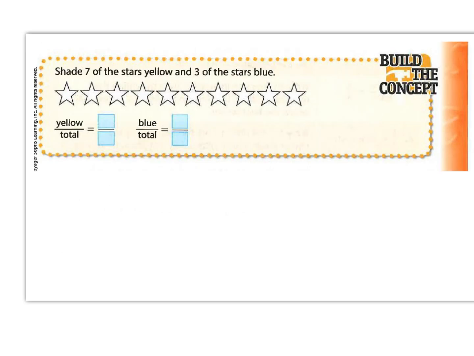Next one says shade 7 of the stars yellow and 3 of the stars blue. So let's shade 1, 2, 3, 4, 5, 6, 7 are yellow, and then 1, 2, 3 are blue. So total yellow was 7, total blue was 3, and the total of all the stars would be those added together. So that's 1, 2, 3, 4, 5, 6, 7, 8, 9, 10. So 7/10 are yellow and 3/10 are blue.